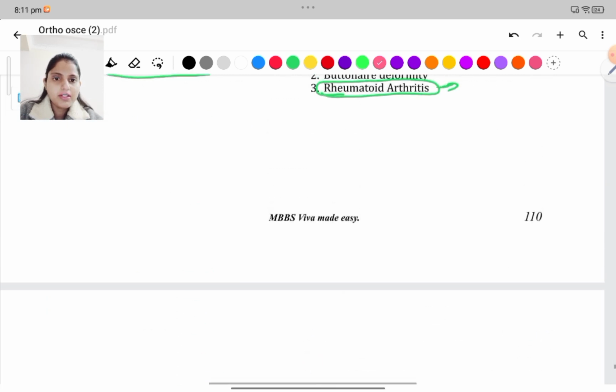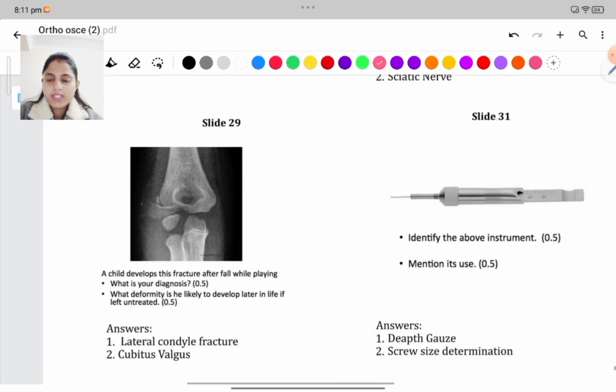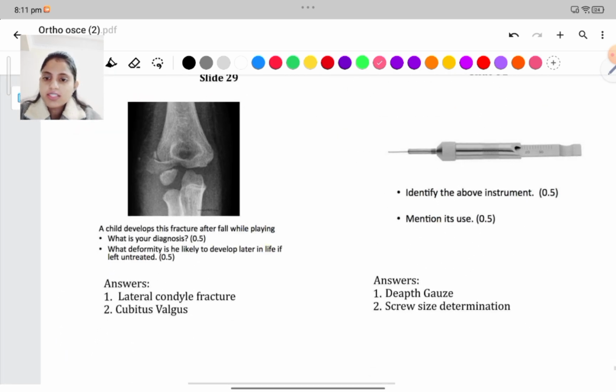Question number 29. A child develops this fracture after a fall while playing. What is your diagnosis and what deformity is he likely to develop later in life if left untreated? Here we can see the lateral condyle fracture of the humerus, and the deformity we see is the cubitus valgus. But in supracondylar fracture, cubitus varus deformity is seen.